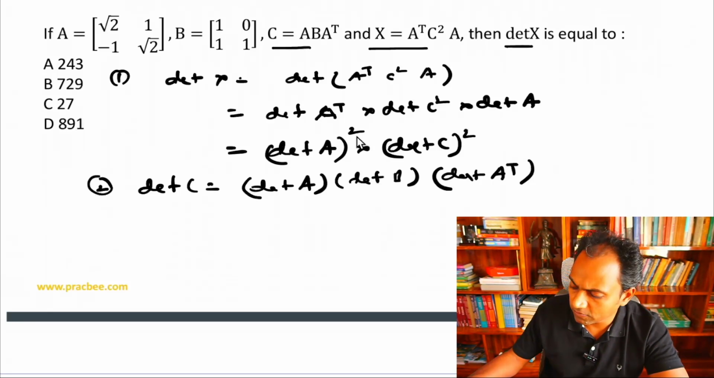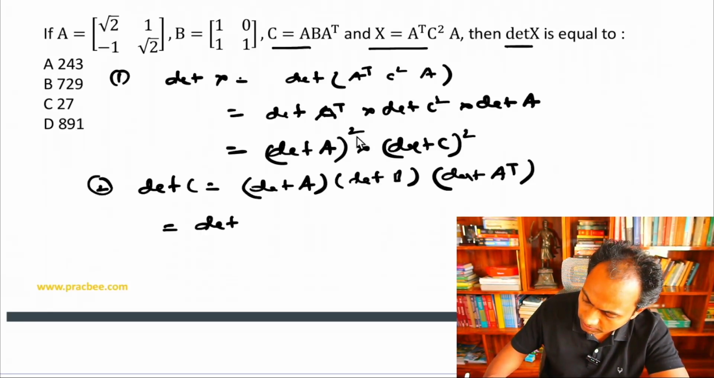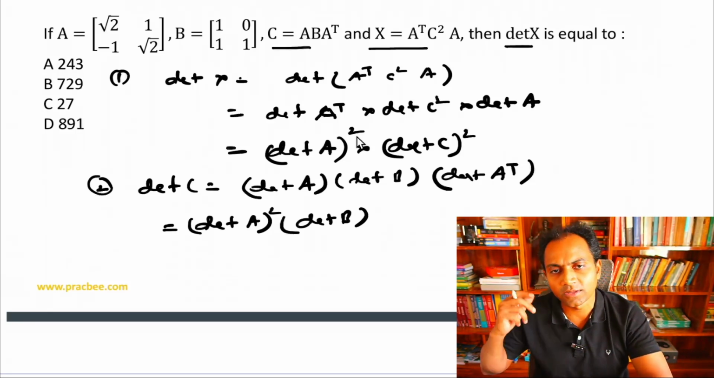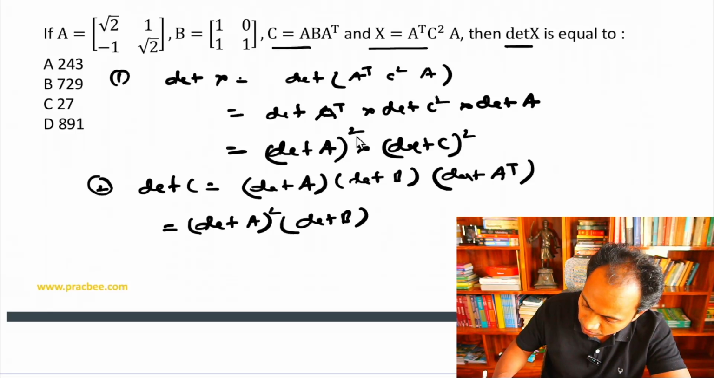So again what we have got is a very simple thing. A transpose will again become A. So this can again be written as determinant of A whole square into determinant of B. And we are not putting intermediate values. All the values we are going to substitute in the last step. Now let us again resubstitute in the first part.